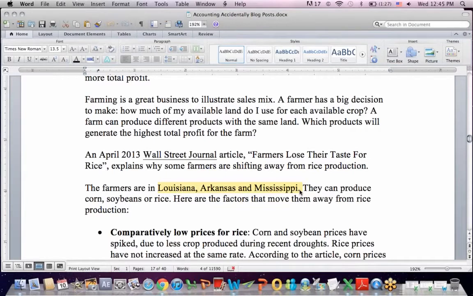And I'm particularly familiar with the area of northern Arkansas, where I know they grow these crops. The farmers in those areas have a choice. They can grow corn, soybeans, or rice. Now, there may be other crops they can grow, but we'll limit the list to that for right now because in some of these areas they also grow cotton. But we'll limit it to these products. Now, there are some factors that are causing farmers to move away from rice production.